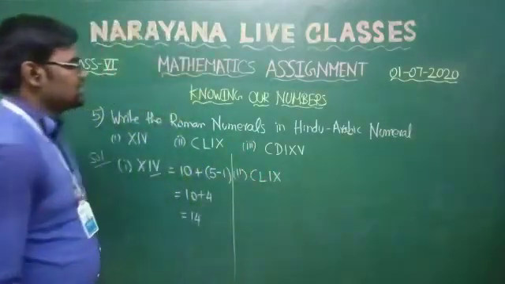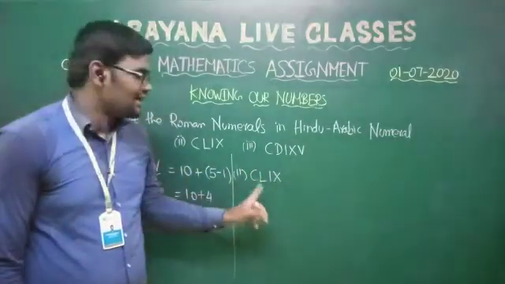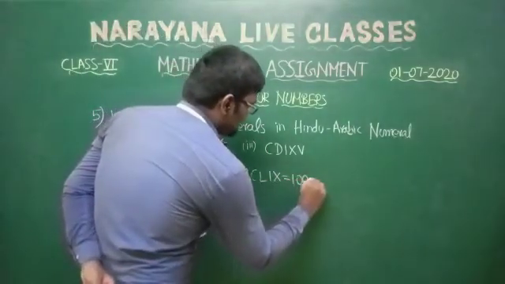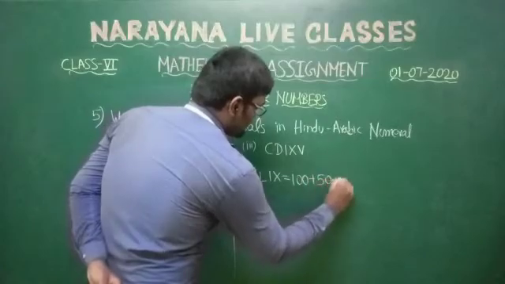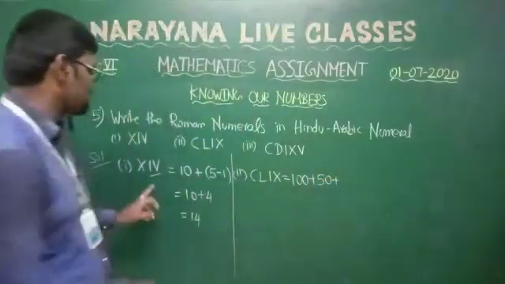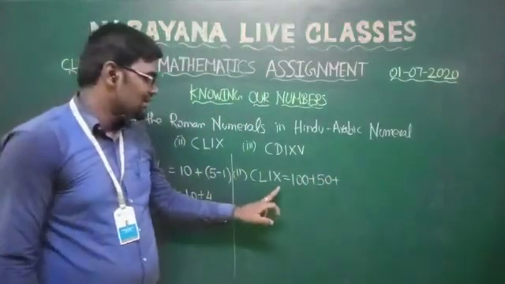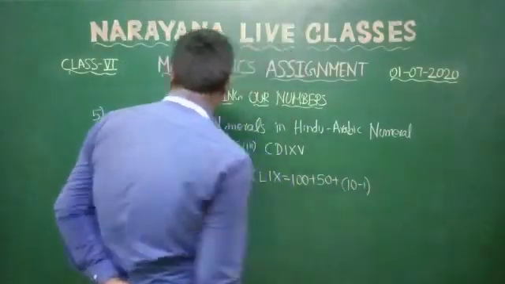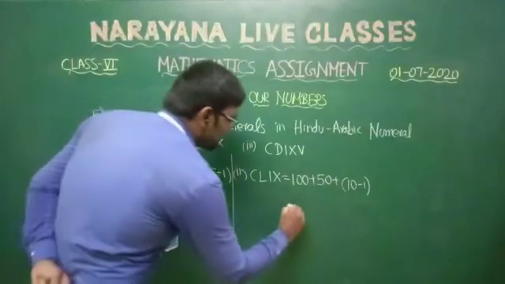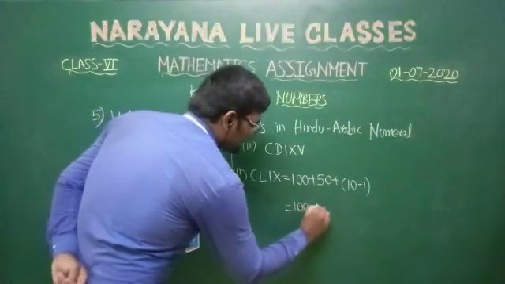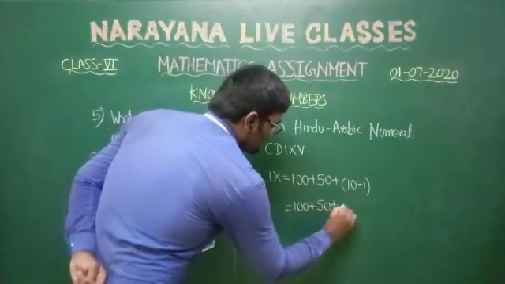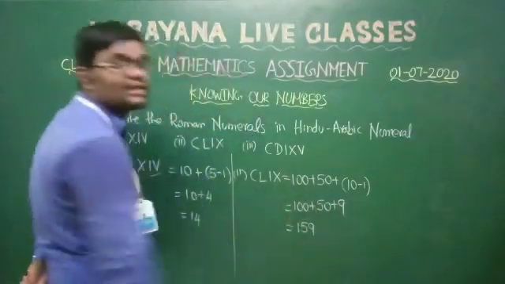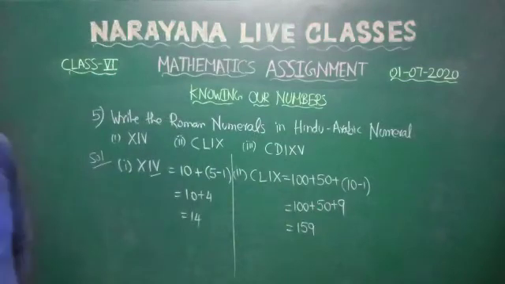Similarly, the second solution we will solve: CL. You know that C is 100 and L is 50. So you can write directly 100 plus 50 plus, again same as here, 9, which is 10 minus 1. So we get 100 plus 50 plus 9. The answer is 159. Clear, students?